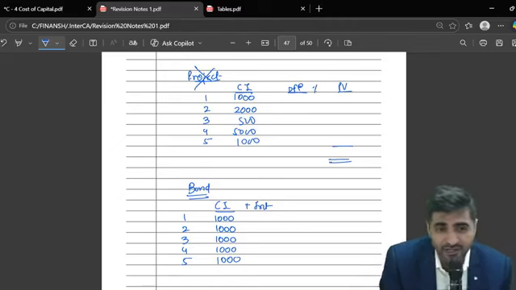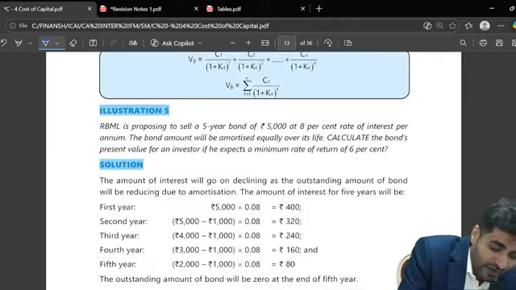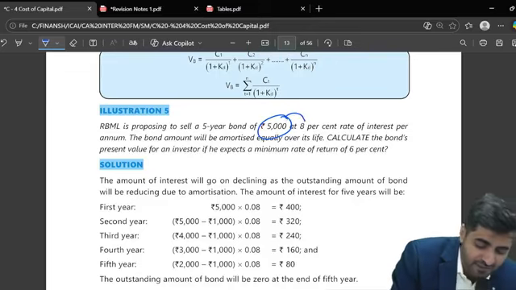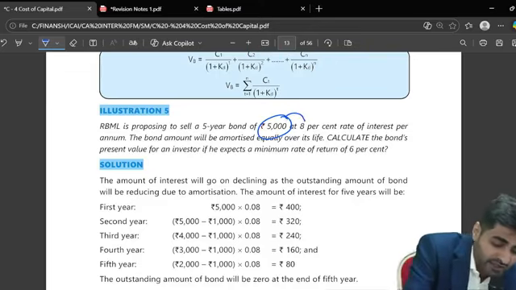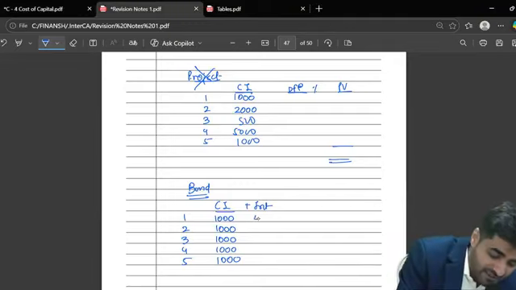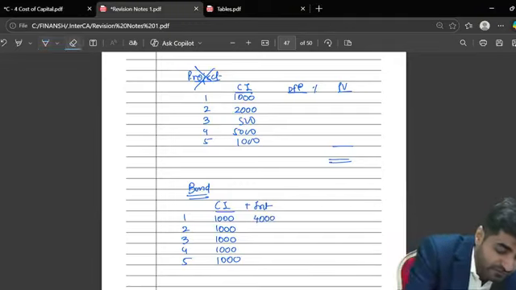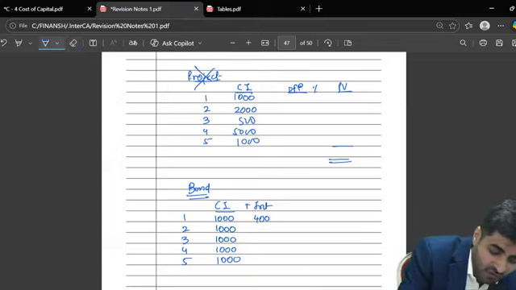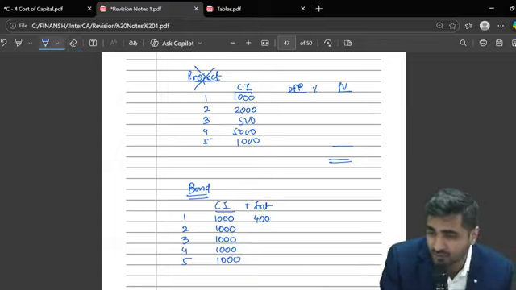Now, how will you calculate the interest? Can I say the bond has 5,000 rupees and the rate of interest is 8%? So in the very first year, you had the entire 5,000 rupees with you. So can I say my interest will be 400? Because on 5,000 you'll be getting interest at the rate of 8%, that is going to be 400.